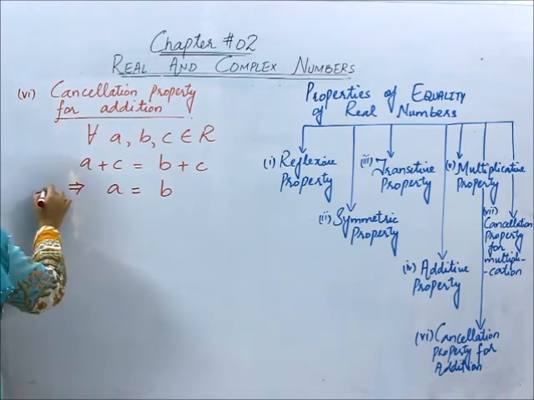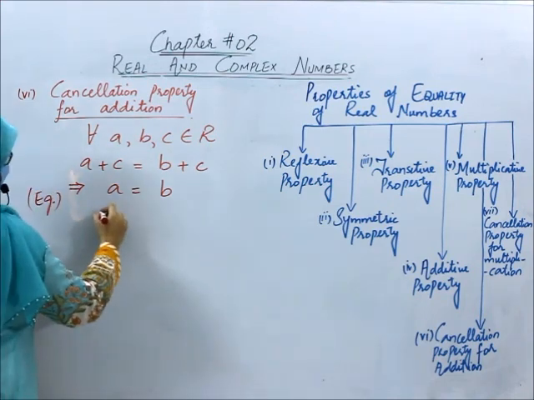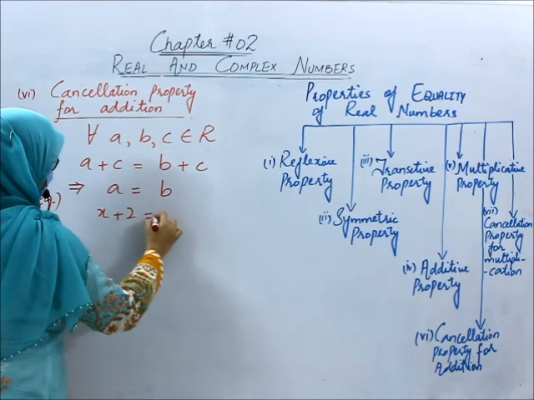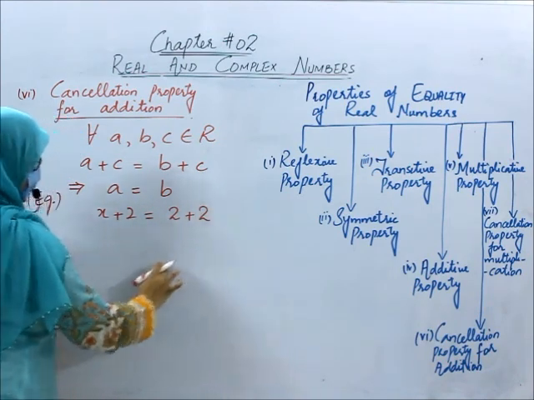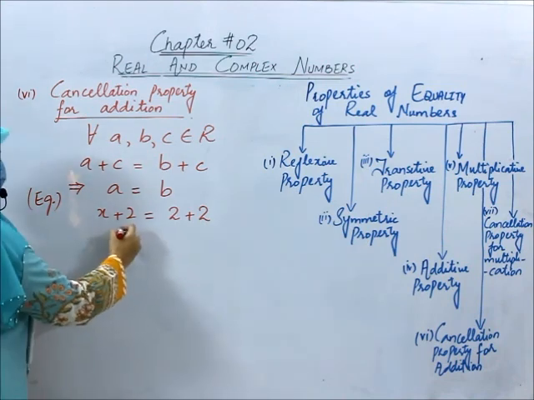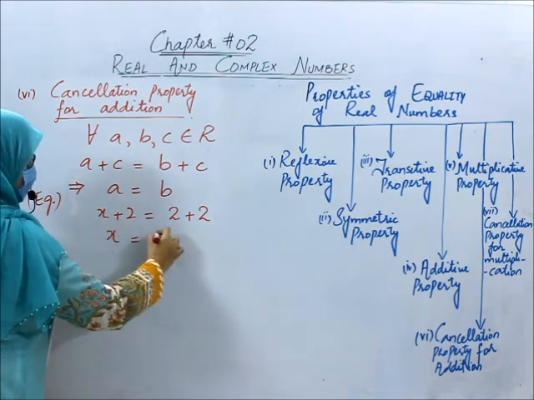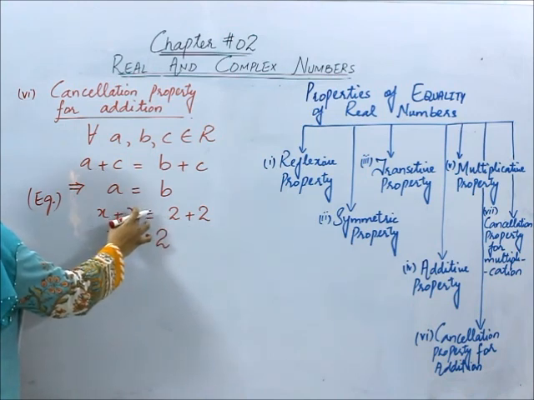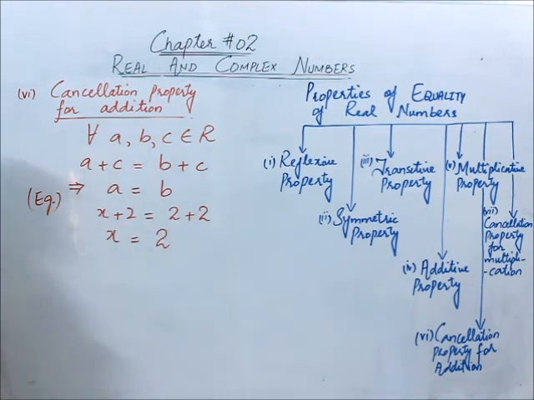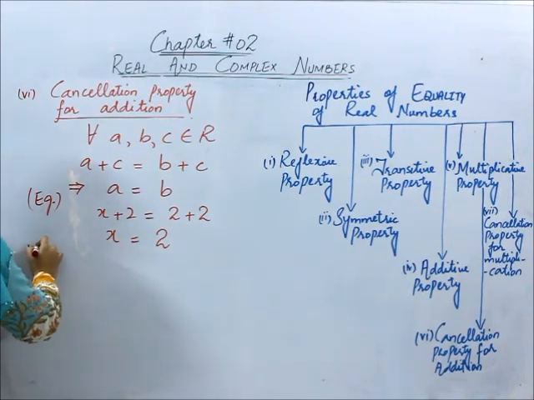For example, if we have x plus 2 equals 2 plus 2, the same number is added on both sides. How would we simplify this equation? x equals 2 by the cancellation property of addition. Here, actually, you subtract 2 on both sides and then cancel those numbers. So this is the cancellation property for addition.